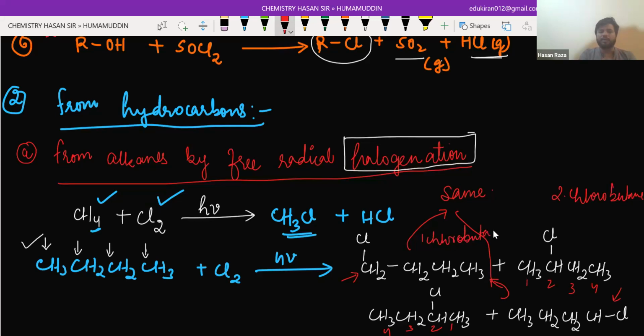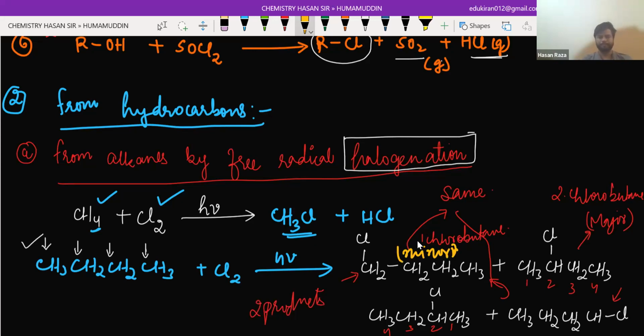So all I want to say is that draw all the possible structure and then write the name. When you will practice a lot, then you will be able to understand just looking at the question how many product is there. So only 2 product is there. Only 2 product is there. 2 products in which this is your major, this is your major because it is secondary halide, and this is your minor. This is your minor. I think you have got it. If you haven't, just let me know.